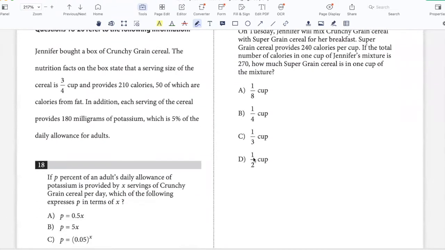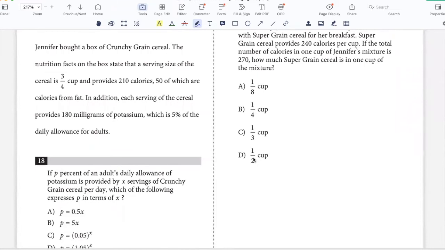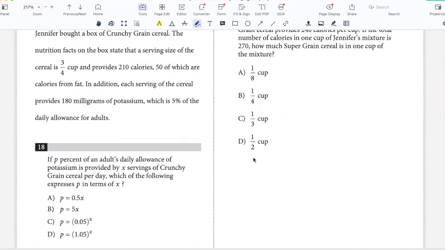Okay. Jennifer bought a box of crunchy grain cereal. The nutrition facts on the box state that a serving size of the cereal is 3/4 cup and provides 210 calories, 50 of which are calories from fat. In addition, each serving of the cereal provides 180 milligrams of potassium, which is 5% of the daily allowance for adults. Okay. If P% of an adult's daily allowance for potassium is provided by X servings of crunchy grain cereal per day, which of the following expresses P in terms of X?